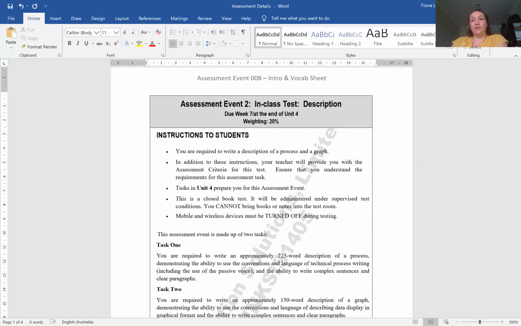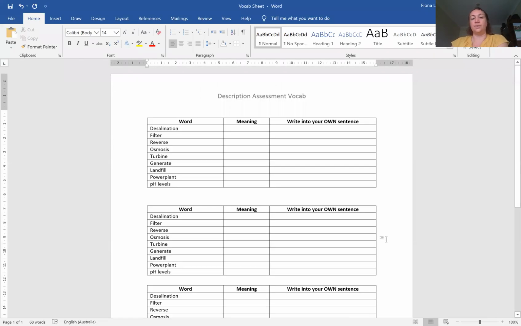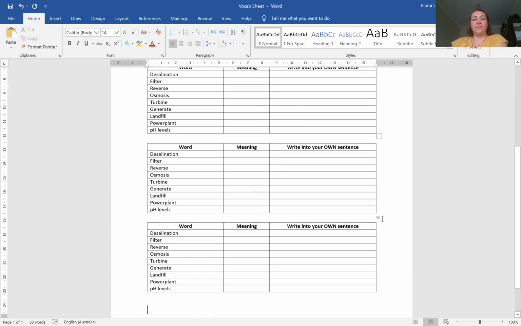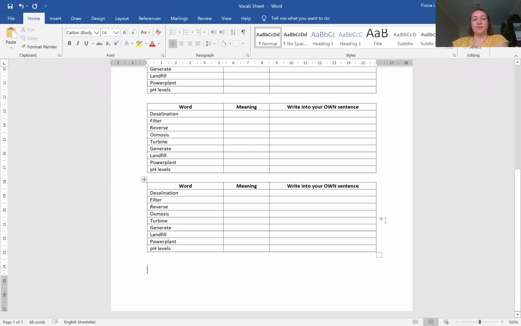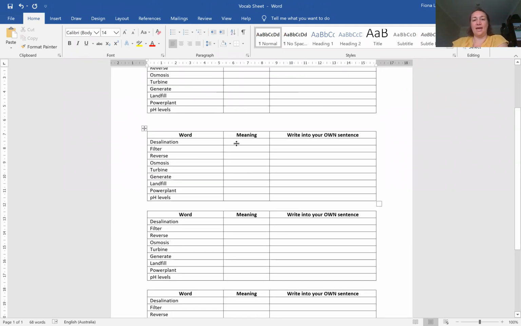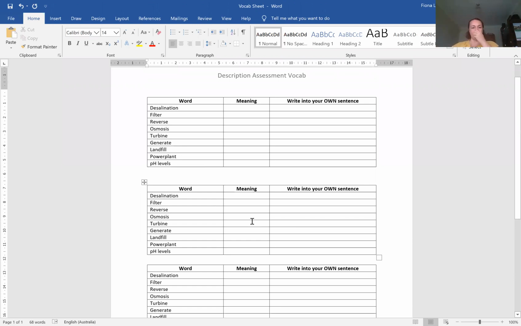Good. So the final thing that I wanted to show you before you do some work today is just the vocabulary sheet, and hopefully your wonderful support teacher today will have printed these off for you. If not, if you can organise to print them off. Now it's exactly the same, 1, 2, 3, 4. I've just done this to save paper so that when you print it, you can just cut this little bit out, and each of you just have a small slip. As you can see, there's not a lot. Desalination, filter, reverse osmosis, turbine, generate, landfill, power plant, and pH levels.